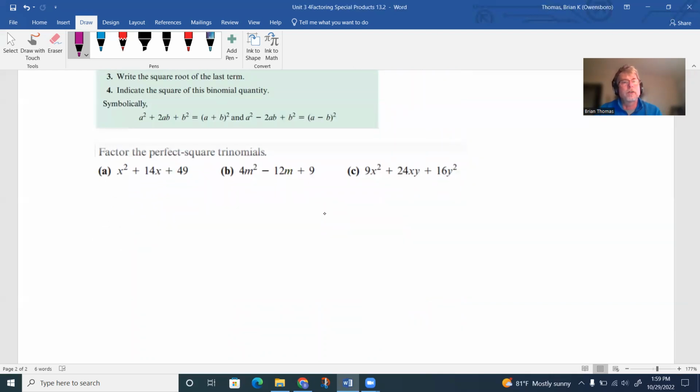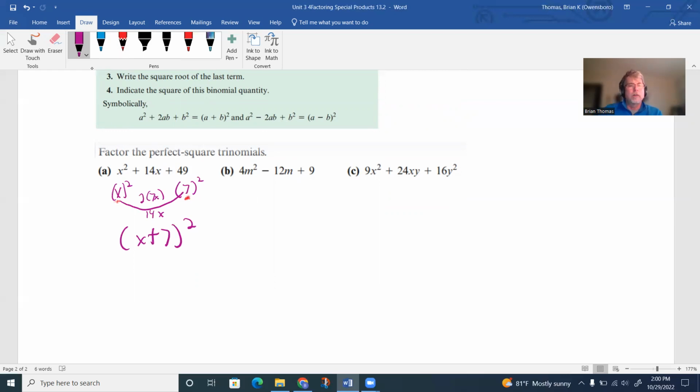trinomials. So to be perfect square trinomials, is the first term a perfect square? Yeah. Is 49 a perfect square? Yeah. Now the catch is to multiply the 7 by the x and then double it. In other words, multiply by 2. Does 2 times 7x give you the middle term of 14x? Yeah. So what this turns into then is this x becomes my first piece and the 7 becomes my second piece. So this becomes x plus 7 to the power of 2, x plus 7 squared.